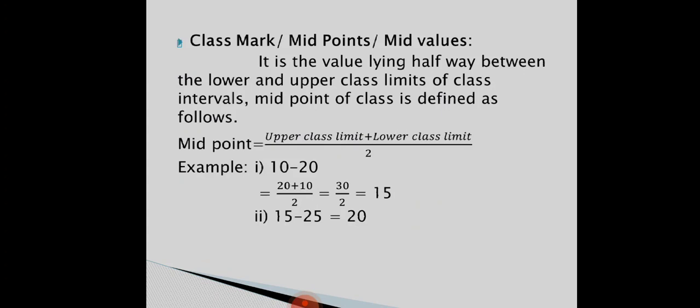Then midpoint, which is also called class mark or mid values. It is a value lying halfway between the lower and upper class limits of a class interval. Midpoint is equal to upper limit plus lower limit divided by 2. For example, class 10 to 20. The lower limit is 10 and the upper limit is 20. 20 plus 10 divided by 2 is 30 by 2, equal to 15. 15 is the midpoint of class 10 to 20.